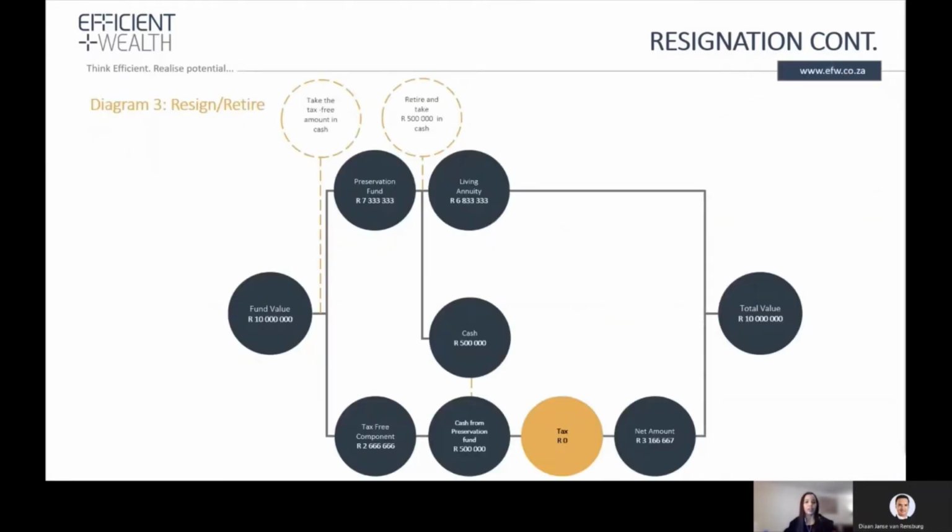So diagram 3 is where Mr. Allen would resign and retire. At resignation, the client will take the tax-free amount in cash, transfer the remainder to a preservation fund, and then retire from the preservation fund, take the tax-free 500,000, and the rest will go into a living annuity.